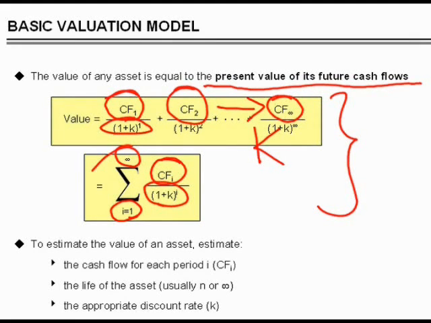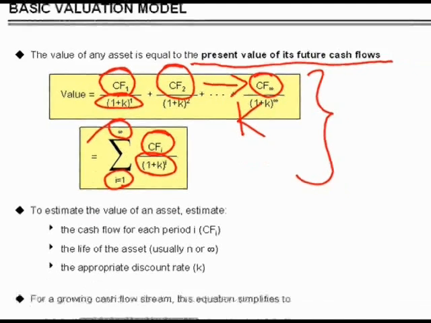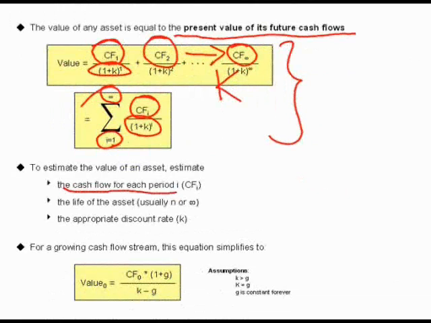Now, how do you estimate the value of this asset? Again, to reiterate, you need the cash flow for each period. You need the life of the asset. In this example up here, in this formula, it's infinity. In the example that we did with HRH, it's N, the number of years; we did a 5-year projection model for HRH. And then you need to figure out what the appropriate discount rate is.